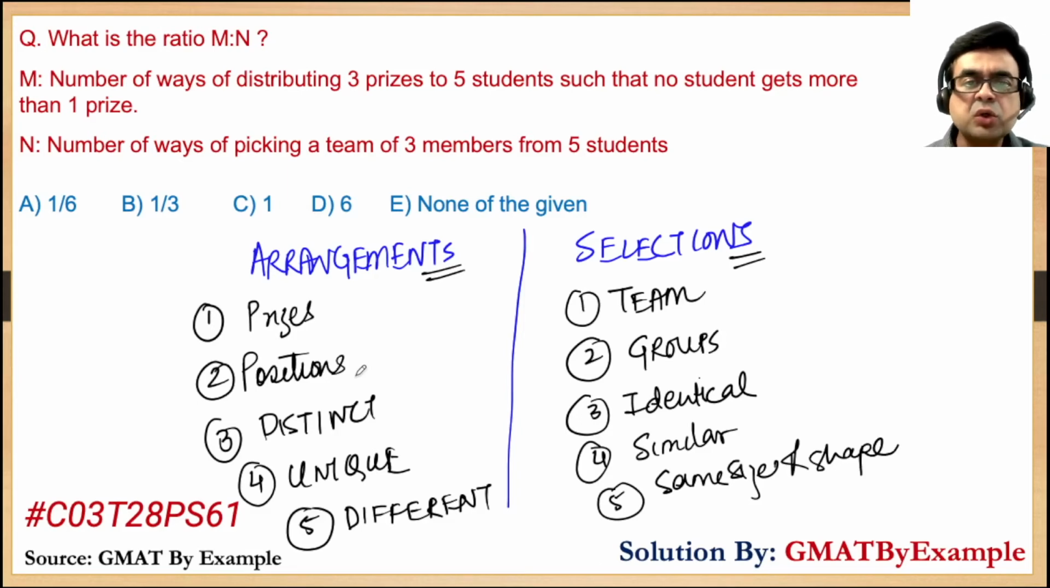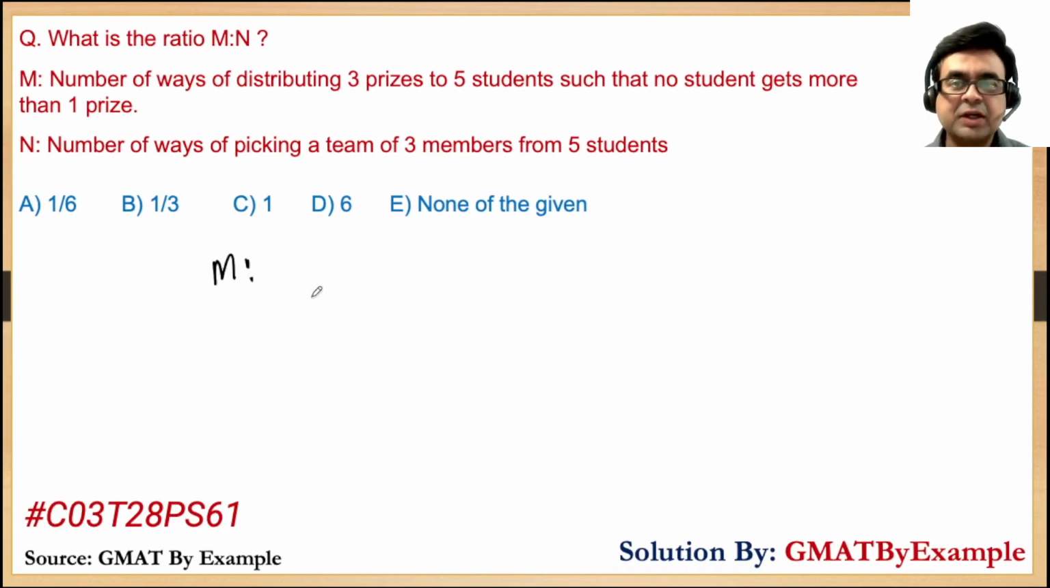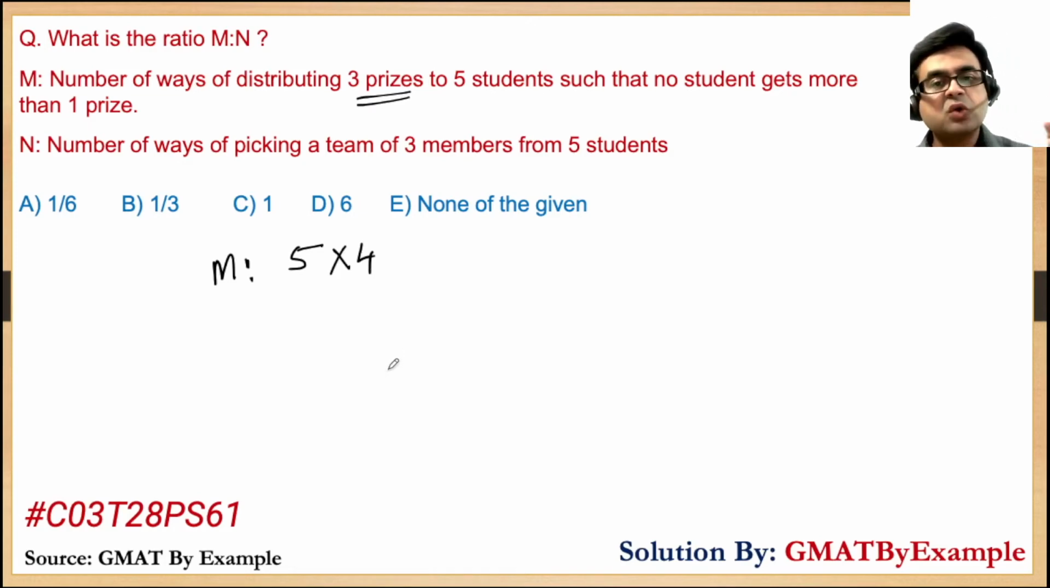Now let's look at the proper solution to this question, and it will be very short. Okay, so M, as we already did, is the ways of distributing 3 prizes to 5 students. So since prizes are going to be 3 different prizes and each student must get one, the first prize can be distributed to 5 students in 5 ways. Any one student can get it. The second prize would be given to the students in 4 different ways, because one of those students has already gotten the prize. And similarly for the third prize.